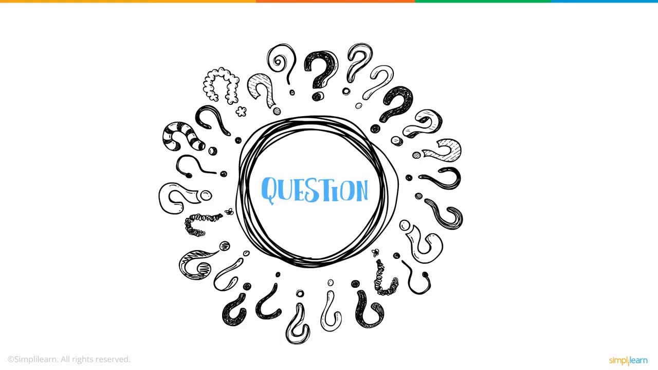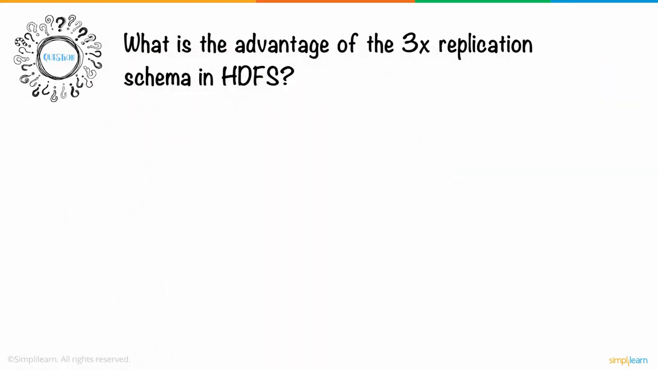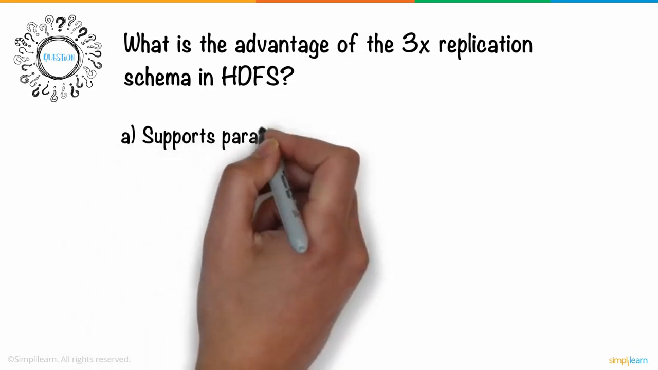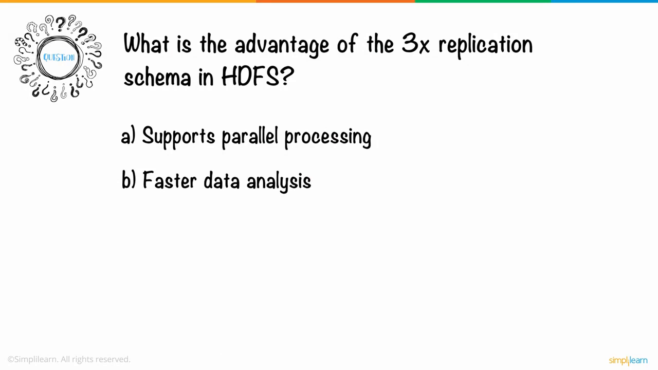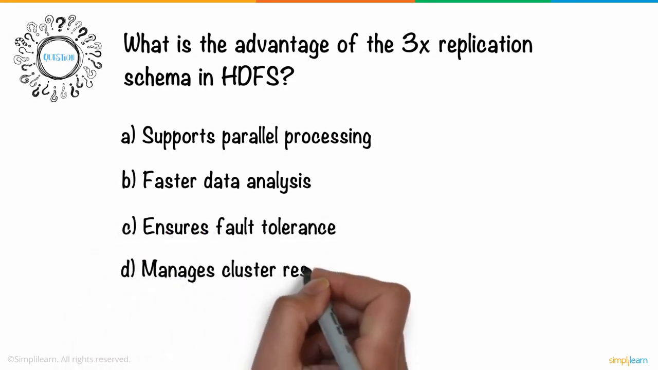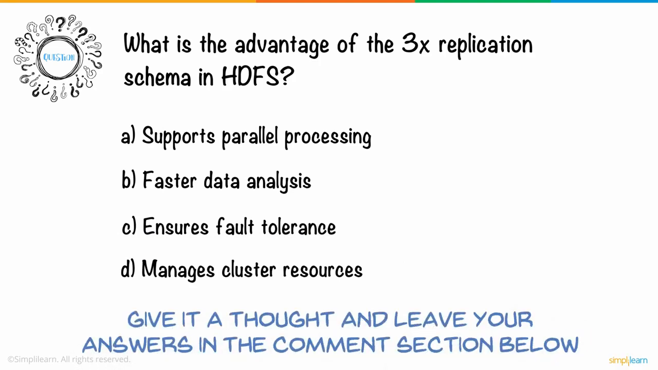So, here's a question for you. What is the advantage of the 3x replication schema in HDFS? A. Supports parallel processing. B. Faster data analysis. C. Ensures fault tolerance. D. Manages cluster resources.